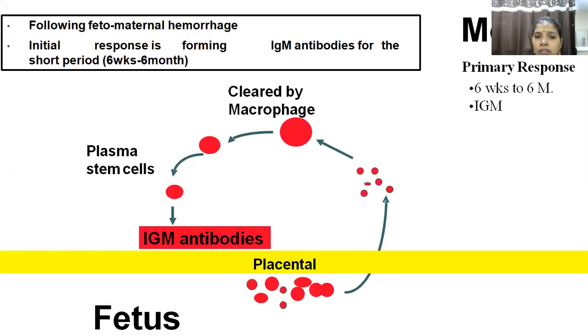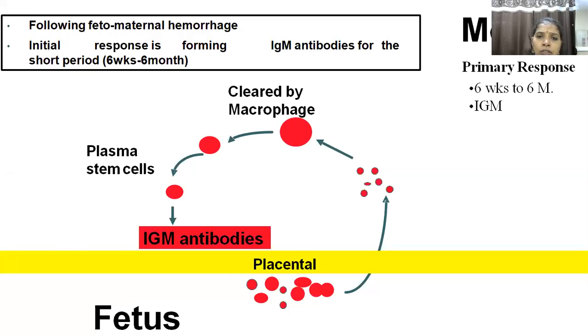So this is a division. The yellow line is the division between the mother and fetus. The upper division is the mother and the lower division is the fetus. The barrier is the placenta. In the placenta, fetal-maternal hemorrhage occurs in some procedures, whatever causes we have discussed. In those cases, the fetal blood enters into the maternal circulation. There the blood cells are initially cleared by macrophages, and then they sensitize the plasma stem cells.